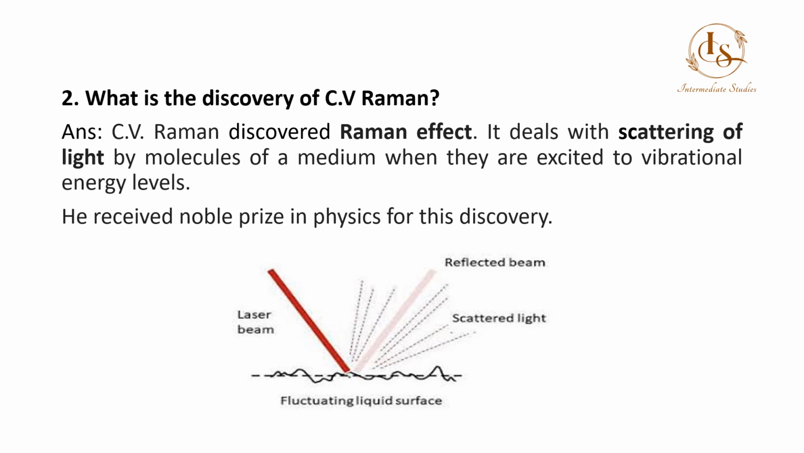So here I mentioned two keywords. One is the Raman effect, and the second keyword is scattering of light. So definitely you need to write these two keywords because each one carries 1 mark. Raman effect carries 1 mark, and the scattering of light carries 1 mark. And he received the Nobel Prize in Physics for his discovery. This is an extra point. If you want to mention, you can mention in the exam. Okay, so the next question.